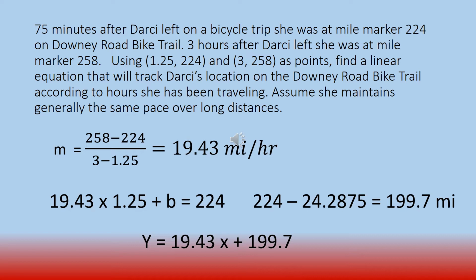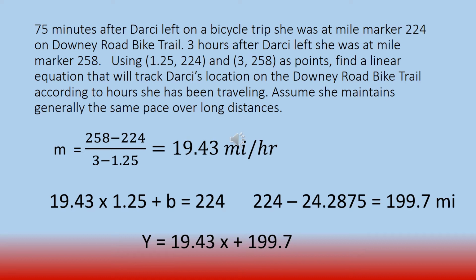And if I find the difference in the y's and divide by the difference in the x's, I get 19.43, and that's actually her average speed or her rate. If I take her rate of 19.43 miles per hour and I multiply that by one of the times, let's just take the 1.25, that product added to b should equal the mile marker 224.